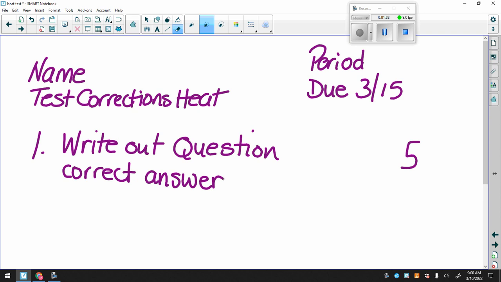My suggestion to you is that on all your new tests going forward, you should annotate. So it's 1, write out the question. 2, the correct answer. And 3, why. An explanation as to why it's correct. So let's do number 1 together, because a lot of you got number 1 wrong.